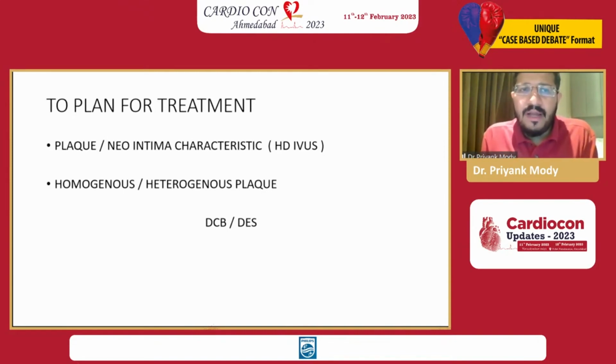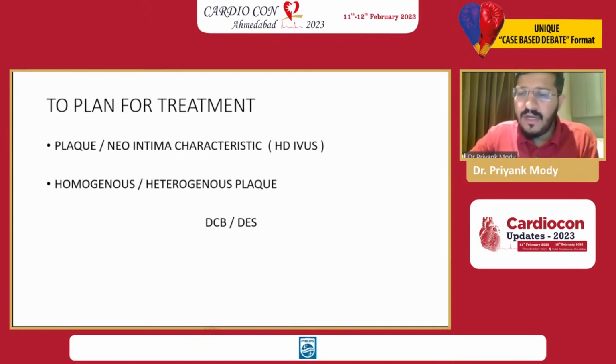IVUS also would give us a very good idea about the plaque or neo-intimal characteristics. And here HD IVUS would be better than the routine 60 MHz catheter we have. Over a period of time, it has been determined in different studies, the original study being by Lee and colleagues, that homogeneous plaque, like a fatty plaque, fared better with just a drug eluting balloon, and we could avoid stents, and 1 year target vessel revascularization was far less. If the plaque was heterogeneous, then maybe another drug eluting stent would be a better choice.